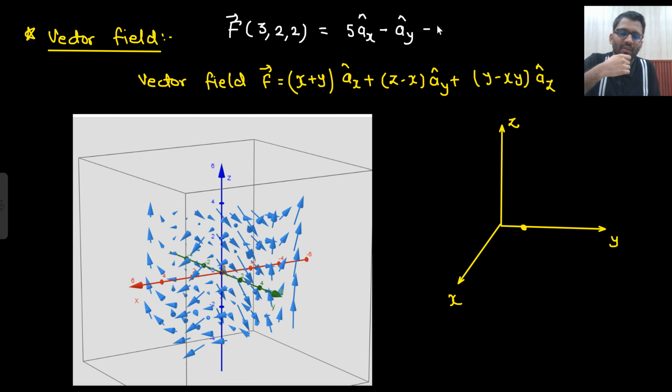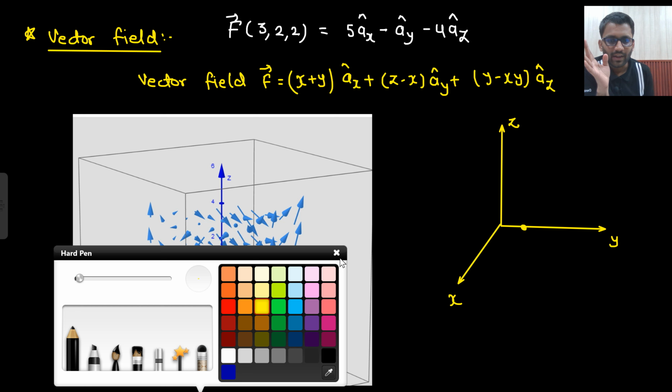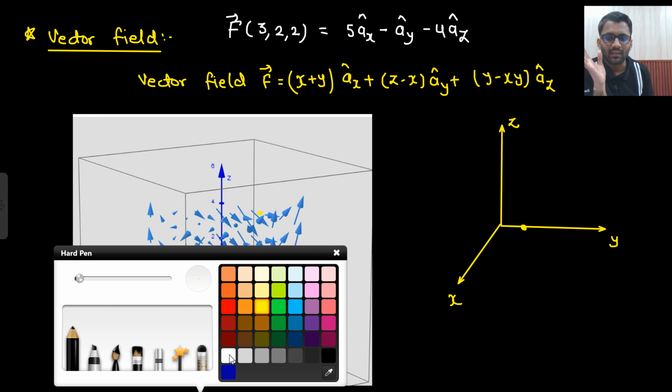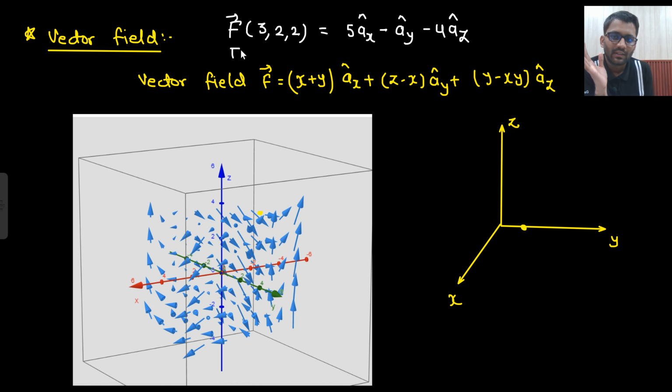2 minus 6 minus 4 az. So at point 3, 2, 2, wherever it would be 3, 2, 2, you will be getting a vector field. At point 3, 2, 2, you can get a vector field like this. At different points, you will get different vector fields. Let's just say I take a different point, that is 1, 0, 0. So what will be my vector field?